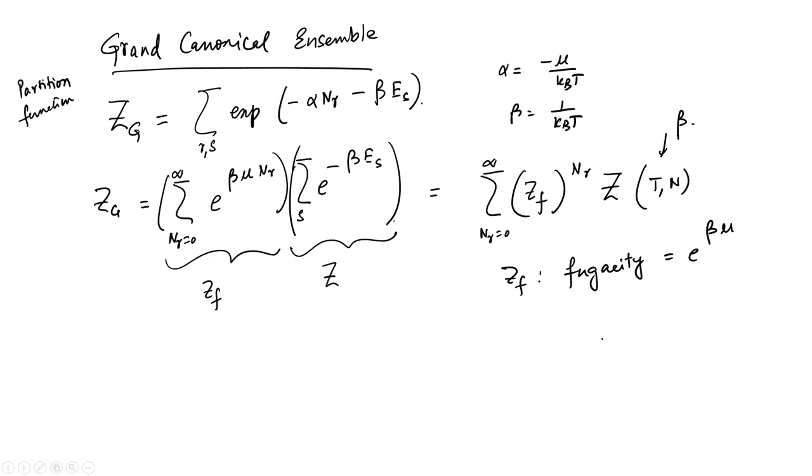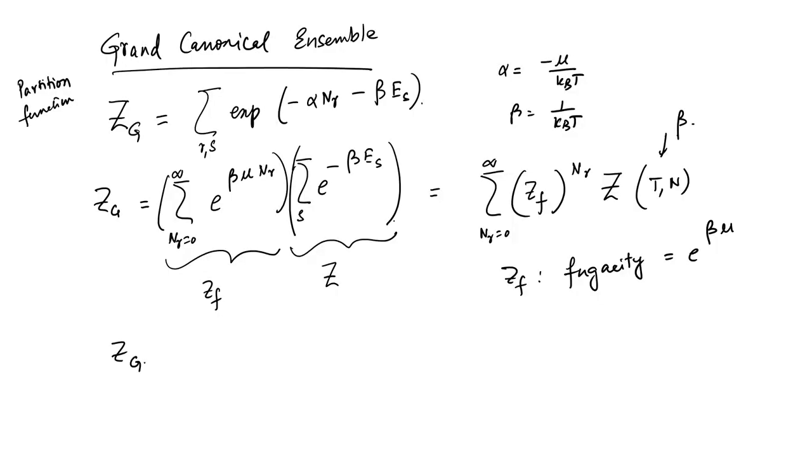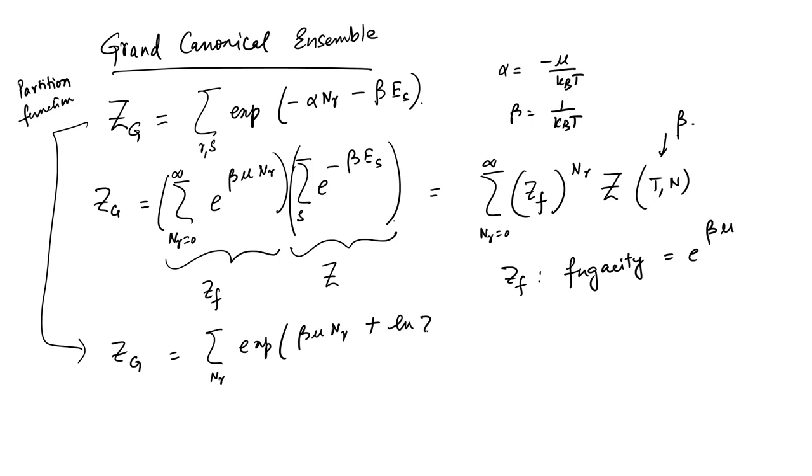We'll use this fugacity extensively when we talk about Bose-Einstein condensates and so on. So right now, the grand canonical partition function nicely factorizes into a sum over the number of particles, which is n_r going from 0 to infinity, and also the canonical part that we have dealt with before. So then this Z_G can also be written as a sum over n_r of exponential beta mu n_r plus a log of Z, or we can also write it as log of Z, and there is a sum over n_r from 0 to infinity.